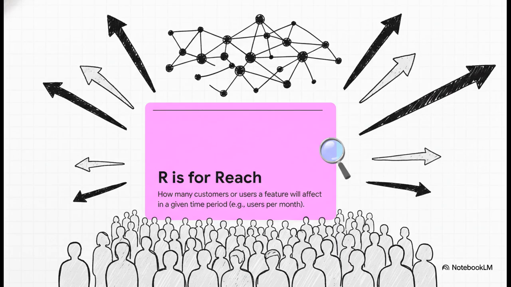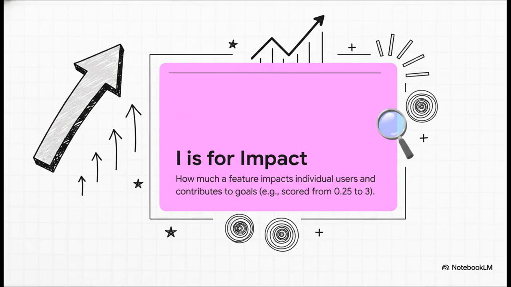It forces you to ask the critical question: how many actual people is this going to touch? Is this feature for 10 users, or is it for 10,000 users per month? This one question immediately helps you avoid building those super niche features and puts the focus right back on your customers. Next, we've got I for impact.